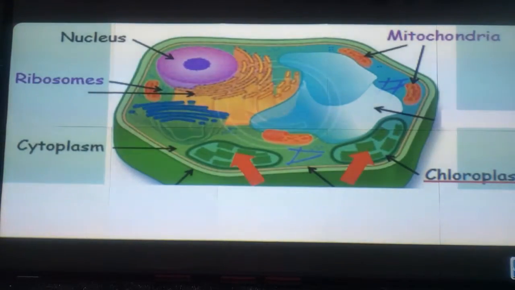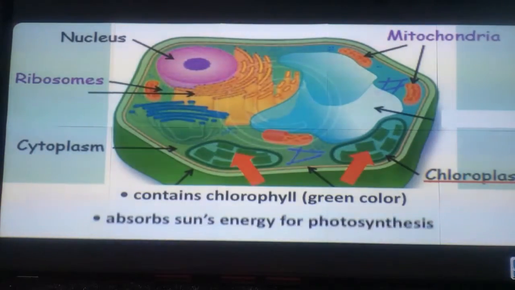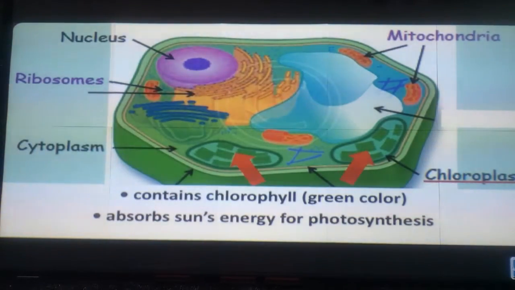The next one is called the chloroplast. You'll notice that this is what gives a plant its green color, because inside the chloroplast is what is called chlorophyll. And chlorophyll is very important. It absorbs the sun's energy. Without the sun's energy, the plant could not do photosynthesis. And photosynthesis is the way a plant makes food for energy.